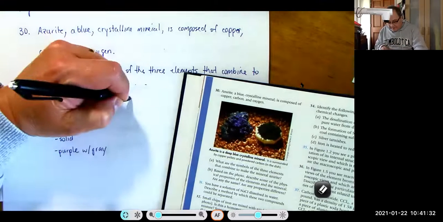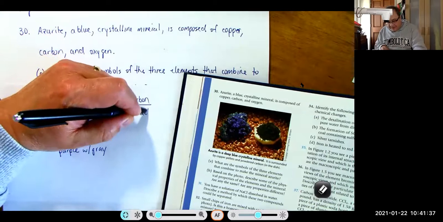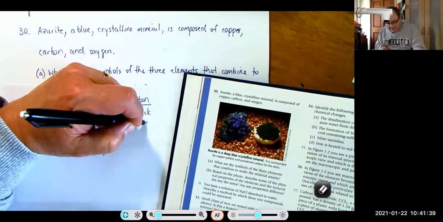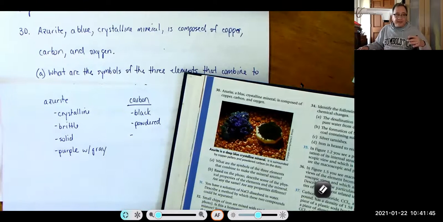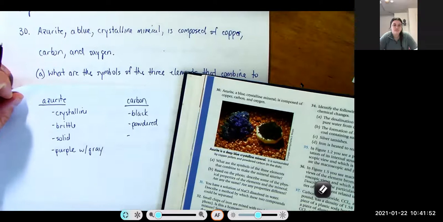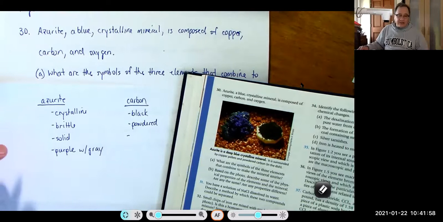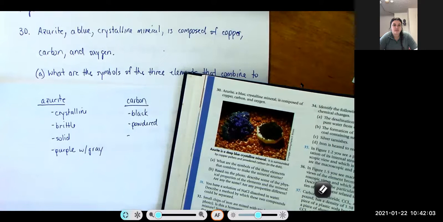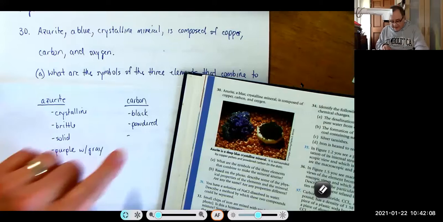The carbon, it looks like it's black. In this case, it's powdered. And when something is powdered, you don't know whether or not it's brittle or not. It's hard to tell. You can have powdered metals. Like if you've ever used a hacksaw on a piece of metal, you get these little filings that are almost powder-like. So I don't think we can make the claim as to whether it's brittle or not, but definitely it's powdered and definitely it's a solid.